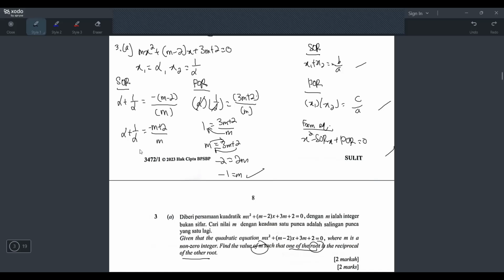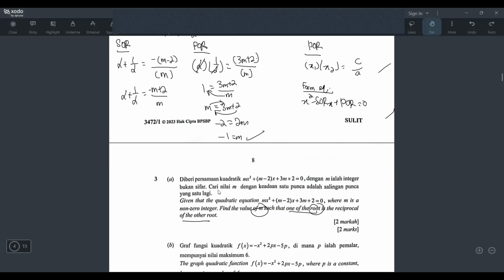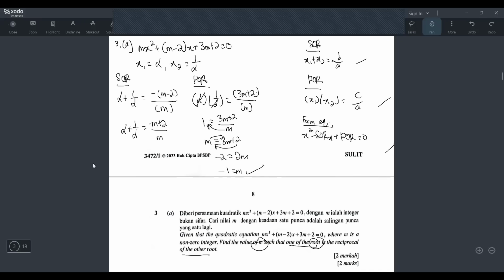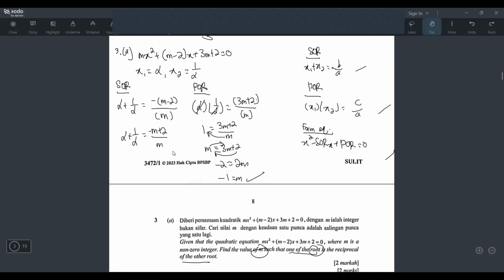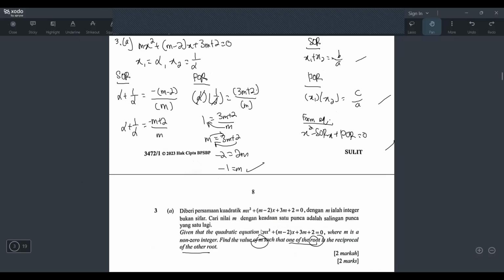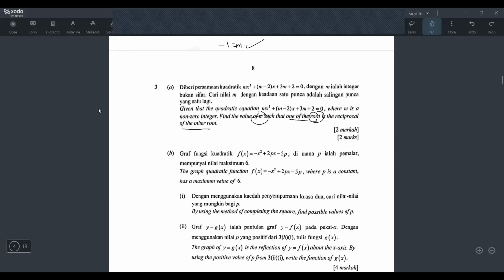It means this one is useless already, right? But if you want to substitute back inside here to find alpha, you can do that. But since the question never asked me to find the roots, so I won't do that, right? But if the question asked me to find the roots, then obviously I have to take the negative 1 and put it in to find the alpha, because alpha is actually one of the roots, right? So you understand? But since they never asked, they just want value of m, it means I can stop here, right? Okay, that's the answer.